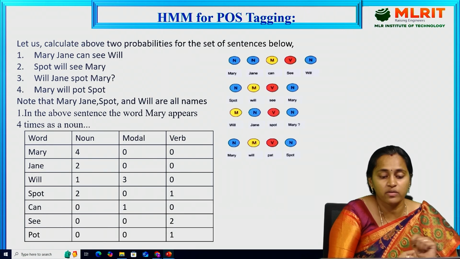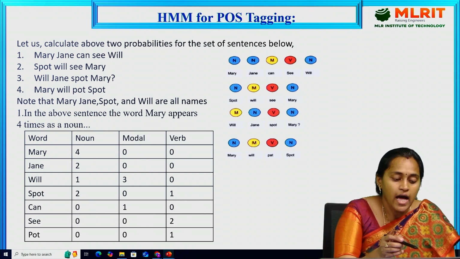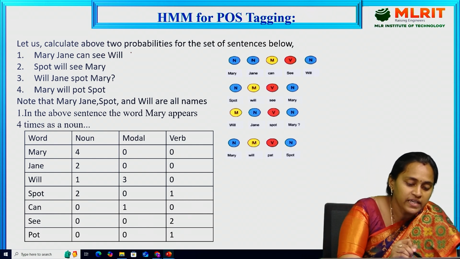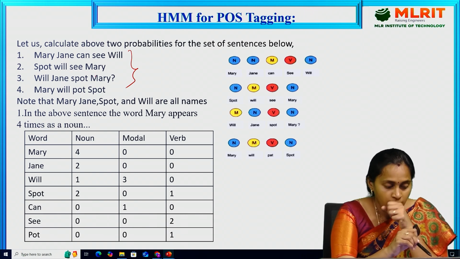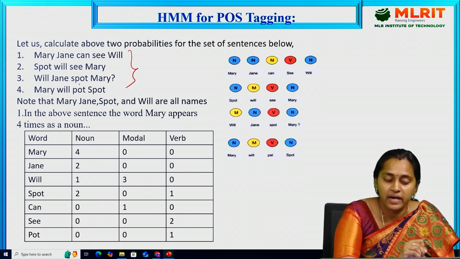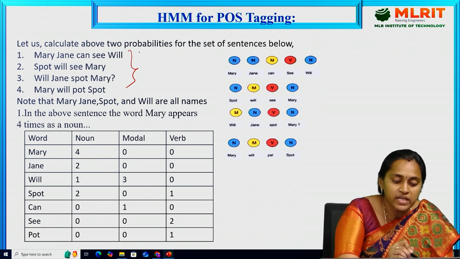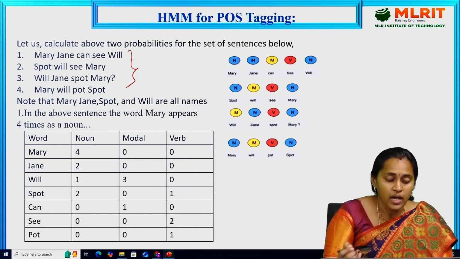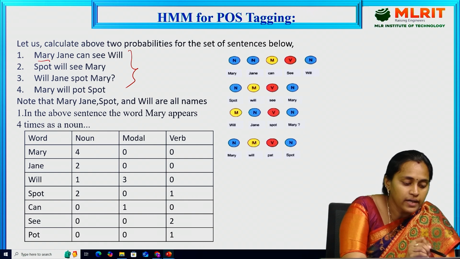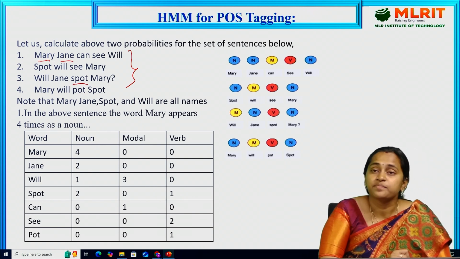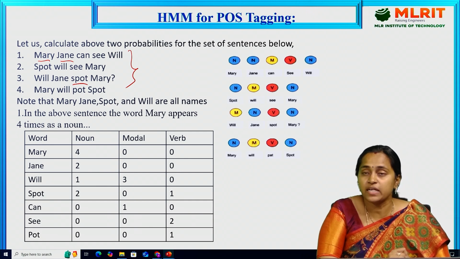Let us find out with an example. I am taking four sentences here. Mary, John, can see, will, spot will see, Mary, will Johnny spot Mary, right? And Mary will spot, spot, right? These are the four sentences I am taking. Here, note that Mary, Johnny and spot are the nouns.